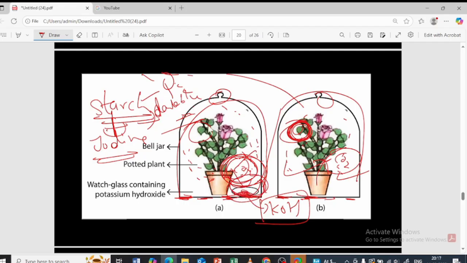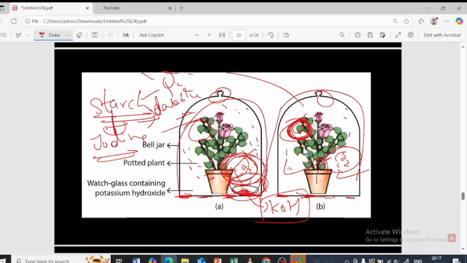So all of the carbon dioxide will be absorbed by this potassium hydroxide in one of the plants. Obviously carbon dioxide is not present here, carbon dioxide is present here, so no photosynthesis is going to take place here. Photosynthesis is going to take place here. When we test the presence of starch with the help of the iodine test, this is not going to give the dark blue color, but this is going to give the dark blue color.